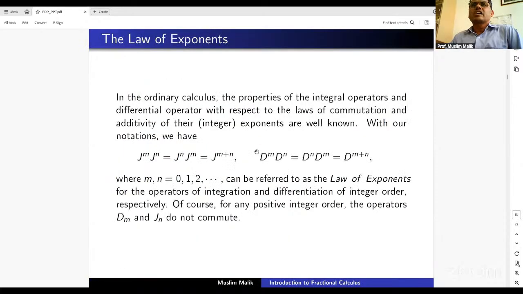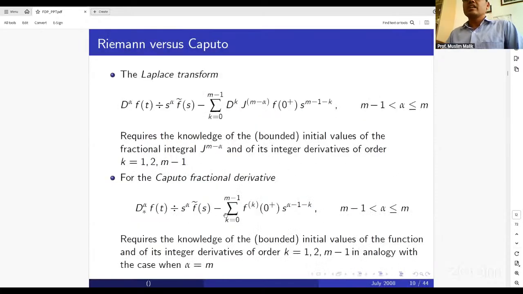But for the Caputo derivative we are in an even better situation, because here we do not have the integral. Here we have the derivative and integral, and then we need to know that they should be bounded. But here we have only one initial condition, f^(k)(0+). 0+ means this 0 is taken from the right side. Okay, so this is the only thing we need in the Caputo derivative case, and this condition is a little bad in comparison to the Caputo fractional derivative case.